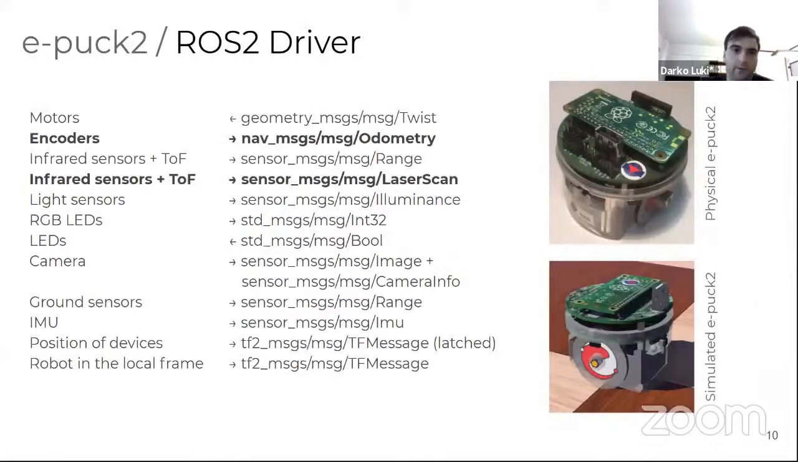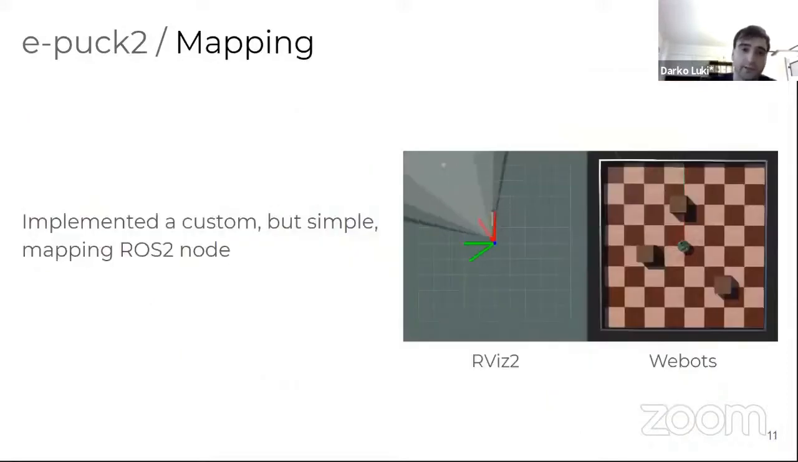The next step was to create a ROS 2 driver for the physical robot. And we made sure that the ROS 2 interface for the physical robot is the same as the ROS 2 interface for Webots' e-puck robot. And on the screen, you can see the most important topics and topic types. Here we faced many challenges. It was quite hard to put ROS 2 on an old ARM architecture. There was a challenge with Raspberry Pi performance, with low camera frame rate, and so on. But we managed to overcome those challenges, and we made the ROS 2 driver for the e-puck work fine.